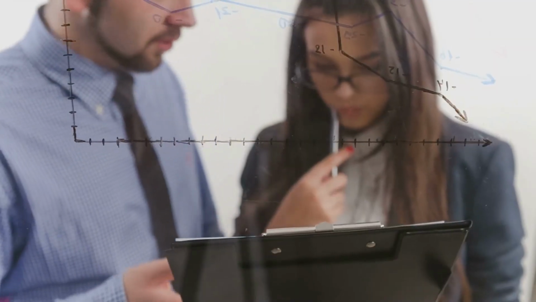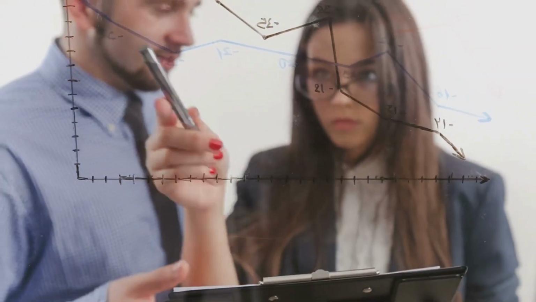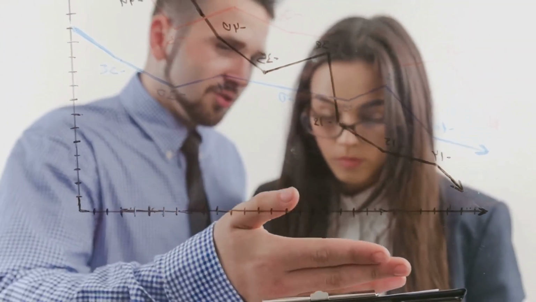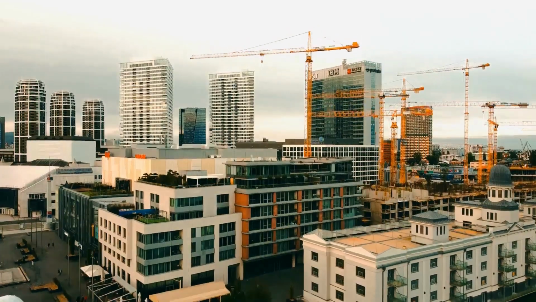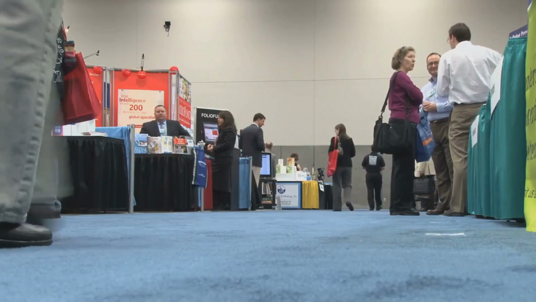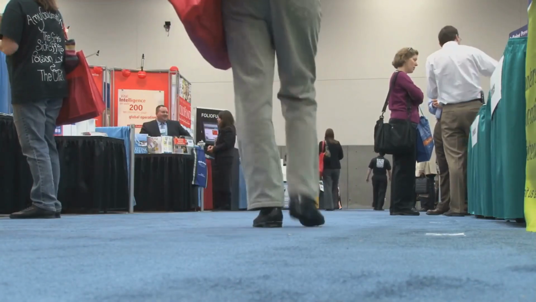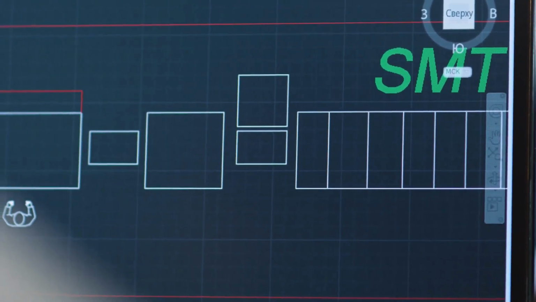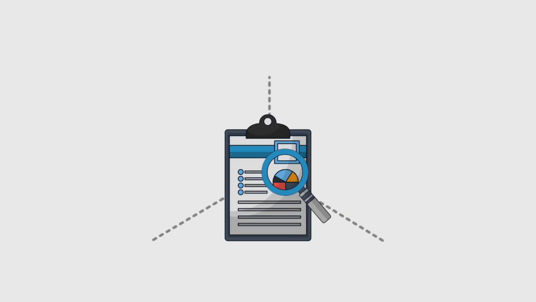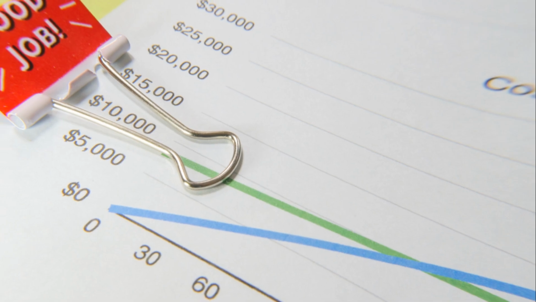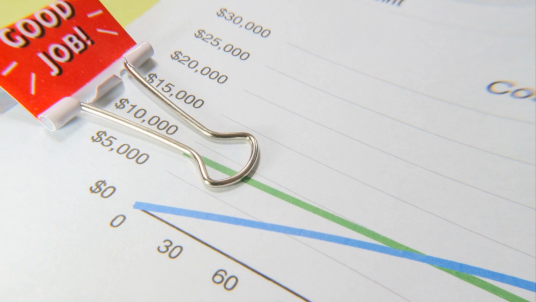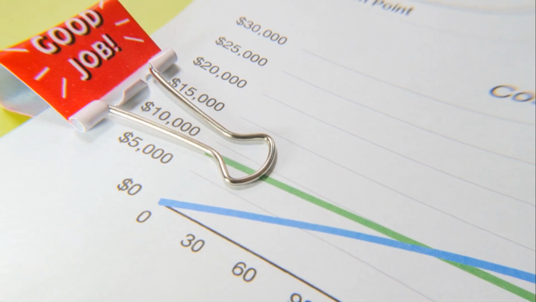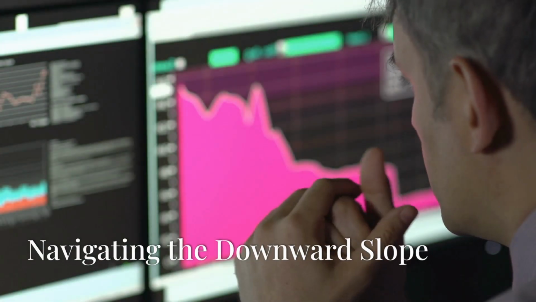One of the key indicators of a peaking economy is a plateauing or slight decline in GDP growth. While the economy is still expanding, the pace of growth may start to moderate. The unemployment rate, which typically falls during expansion, may stabilize at a low level, indicating that the labor market is tight and businesses may struggle to find qualified workers. This shortage of skilled labor can put upward pressure on wages, potentially contributing to inflation.